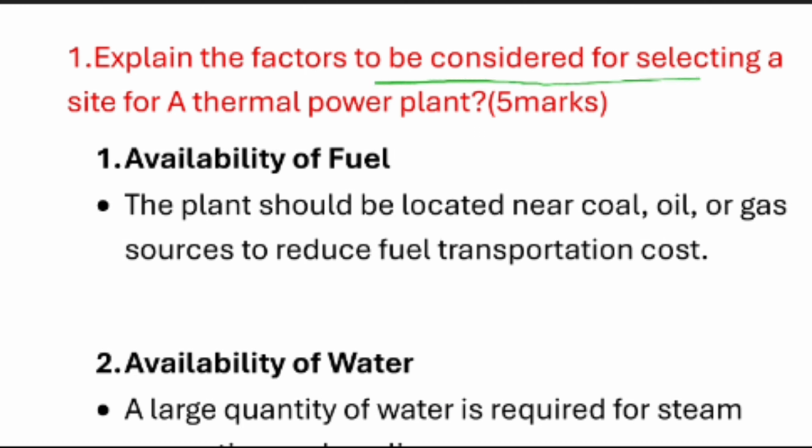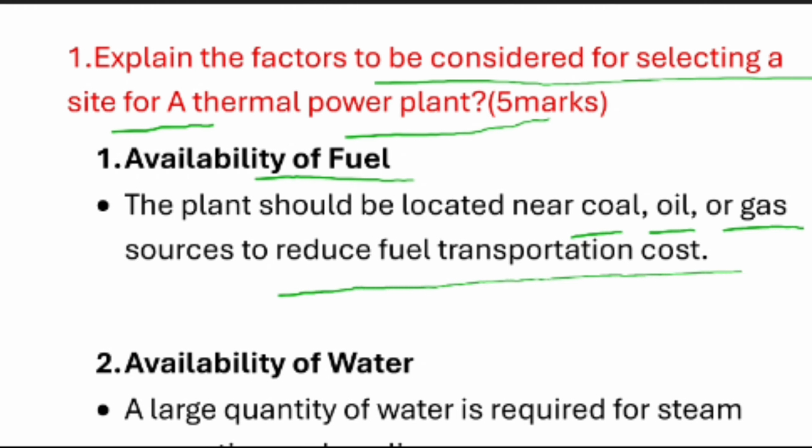Explain the factors to be considered for selecting a site for a thermal power plant. So before selecting a site for a thermal power plant, we should know the availability of the fuel. Fuel is a very important requirement. The plant should be located near the coal, oil or gas source, which will reduce the transportation cost.